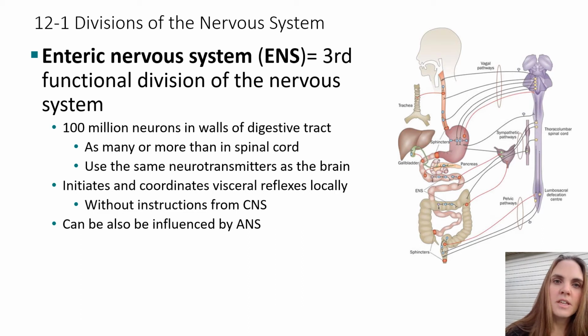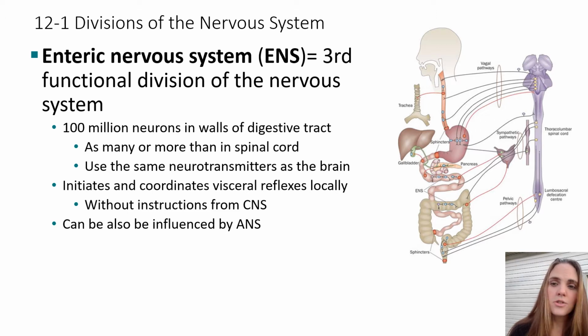And then just a brief note on the enteric nervous system. This is the third functional division of the nervous system, and it includes neurons in the walls of the digestive tract. There are as many or more neurons in the walls of the digestive tract as are in the spinal cord. And they're going to use the same neurotransmitters as the brain. They are going to be responsible for coordinating visceral reflexes, so reflexes of the abdominal viscera, the enteric or digestive system. And they are going to control those visceral reflexes locally without instruction from the central nervous system.